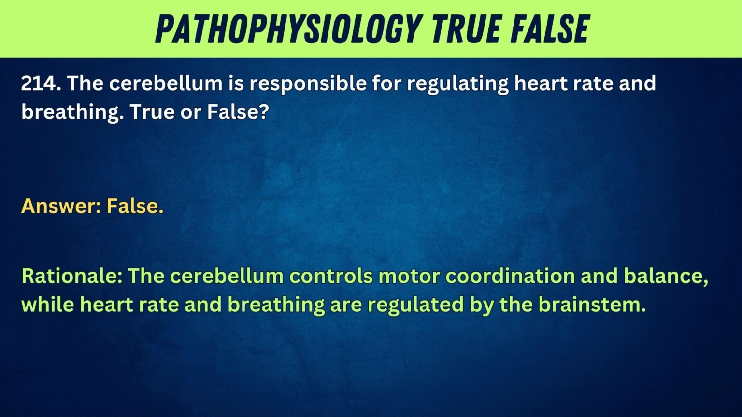True or false? Answer: false. Rationale: the cerebellum controls motor coordination and balance, while heart rate and breathing are regulated by the brainstem.